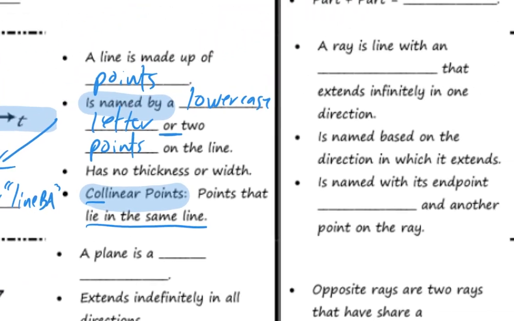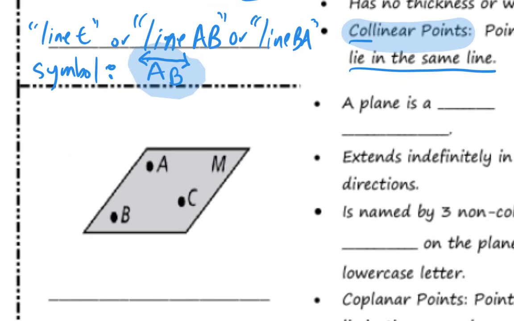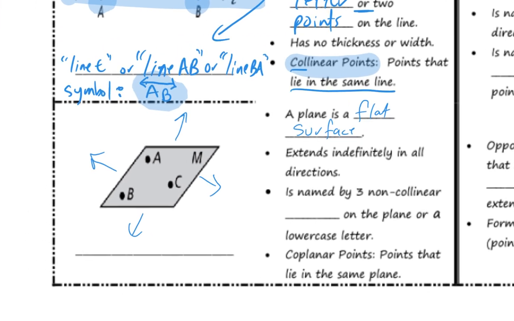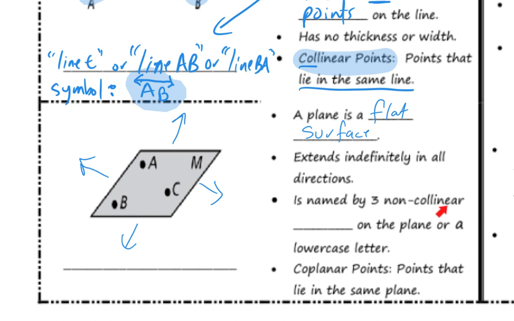Let's keep it moving. Next one is a plane. A plane is something that looks like this. It's just a flat surface. You can imagine in space it extends indefinitely in all directions. We can imagine it keeps going in all directions just like that. It's named by three non-collinear points. Collinear, we said, was on the same line, so non-collinear means not on the same line.